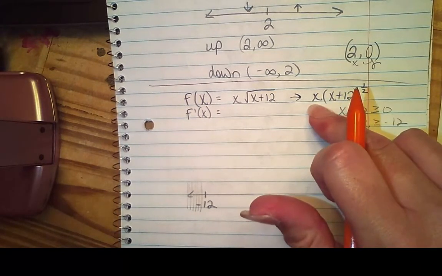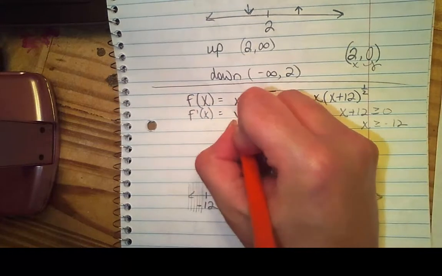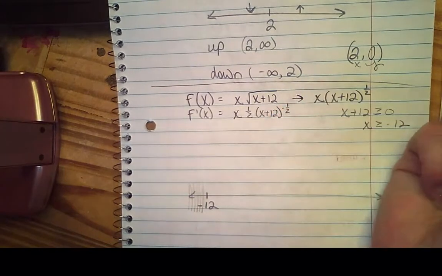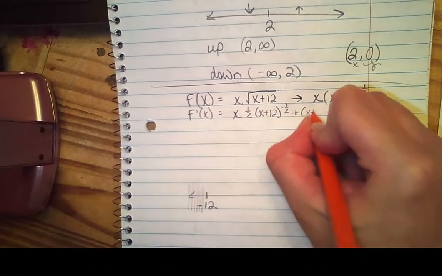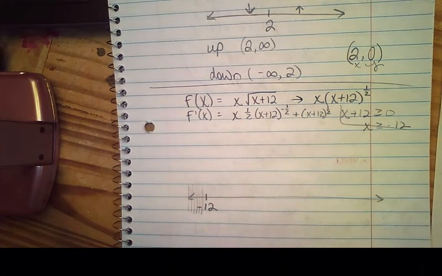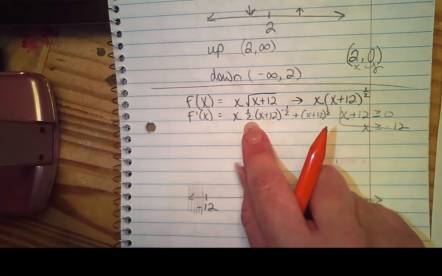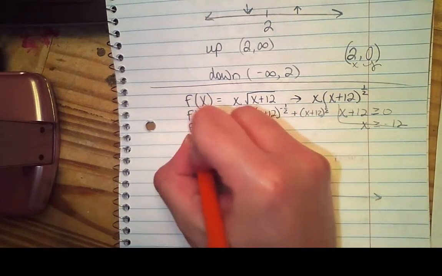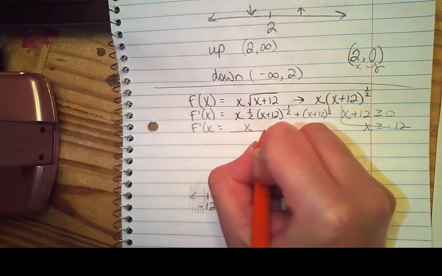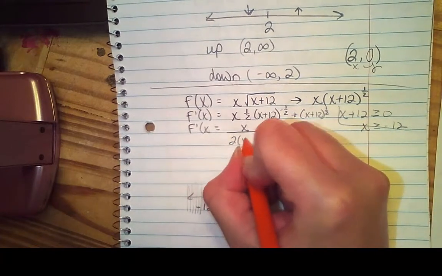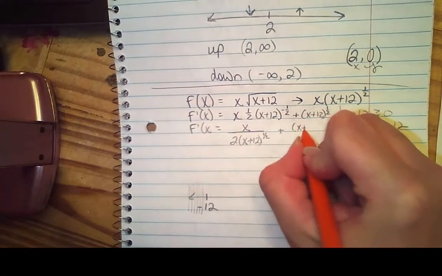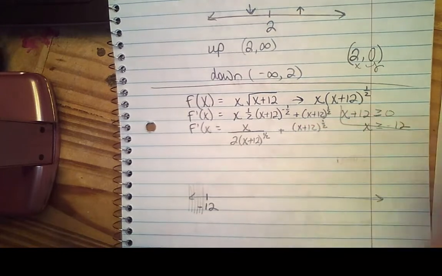So first, I'm going to do product rule. First times the derivative of the second, which is x plus 12 to the negative 1/2, plus the second times the derivative of the first, which is 1. Okay, so I'm going to clean this up a little bit. I have f prime of x equals x over 2 times x plus 12 to the positive 1/2 plus x plus 12 to the positive 1/2.